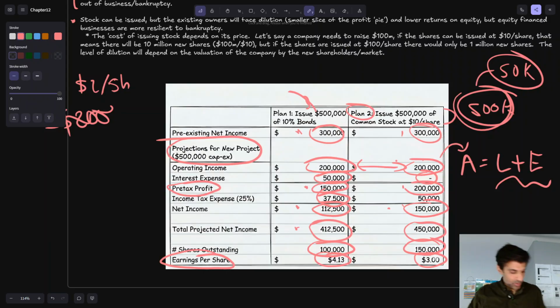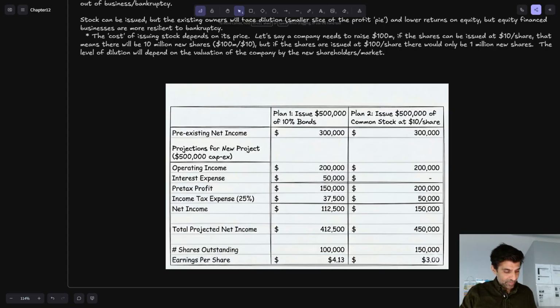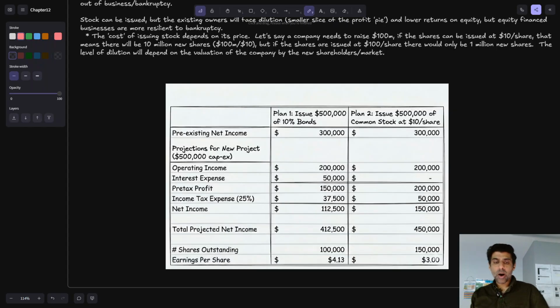Now, let's say instead that our shares, instead of $10 a share, were $100 a share. How does that change? This is what I'm saying with NVIDIA. So to raise this 500K, instead of issuing 50,000 shares, we only have to issue how many?